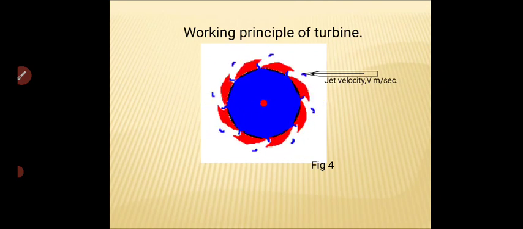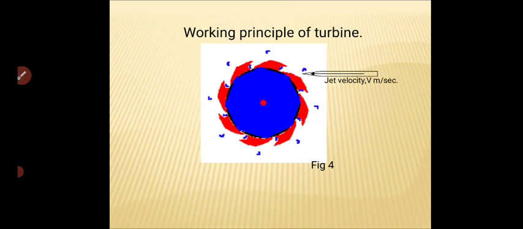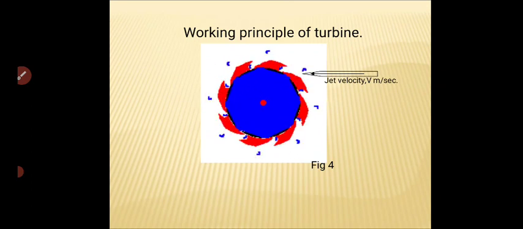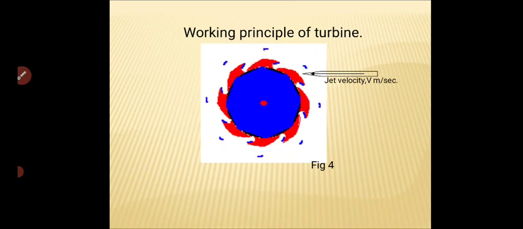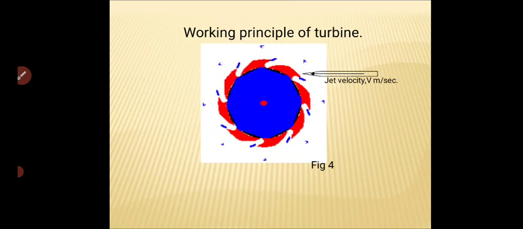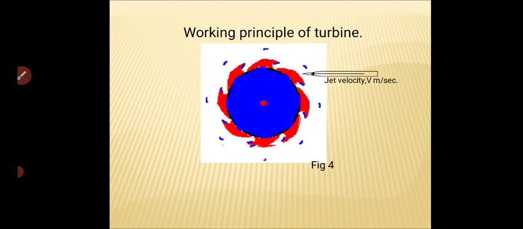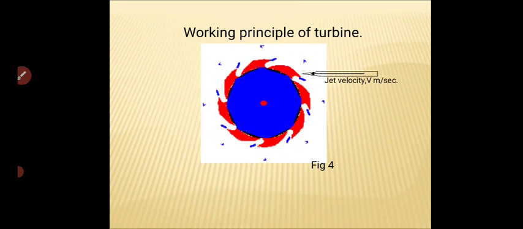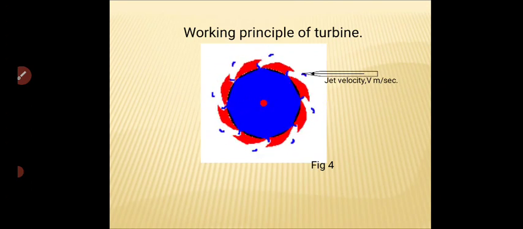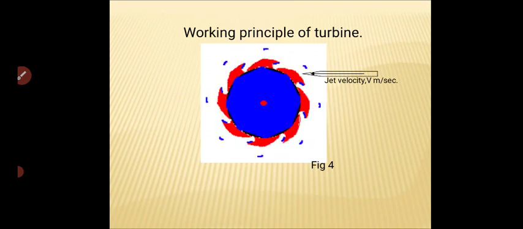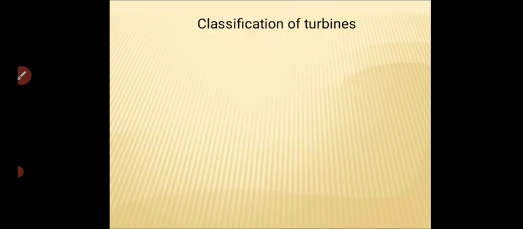Okay, observe this diagram. When the high velocity jet impinges on the turbine blades, it exerts a force on the turbine blades. It causes the rotor or the runner wheel attached to the blades to rotate. Okay, this is an animation of a simple impulse turbine.